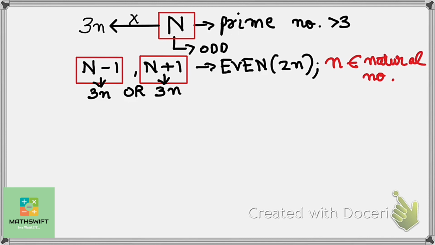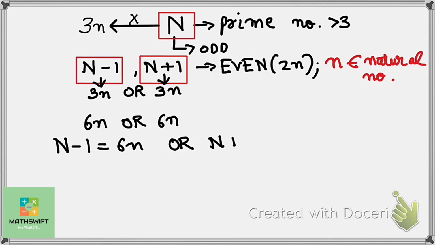And we have already seen that both are a multiple of 2. Hence either n minus 1 or n plus 1 would be a multiple of 2 and 3 both, that is multiple of 6. Now we can write this mathematically as n minus 1 is equal to 6n or n plus 1 is equal to 6n.